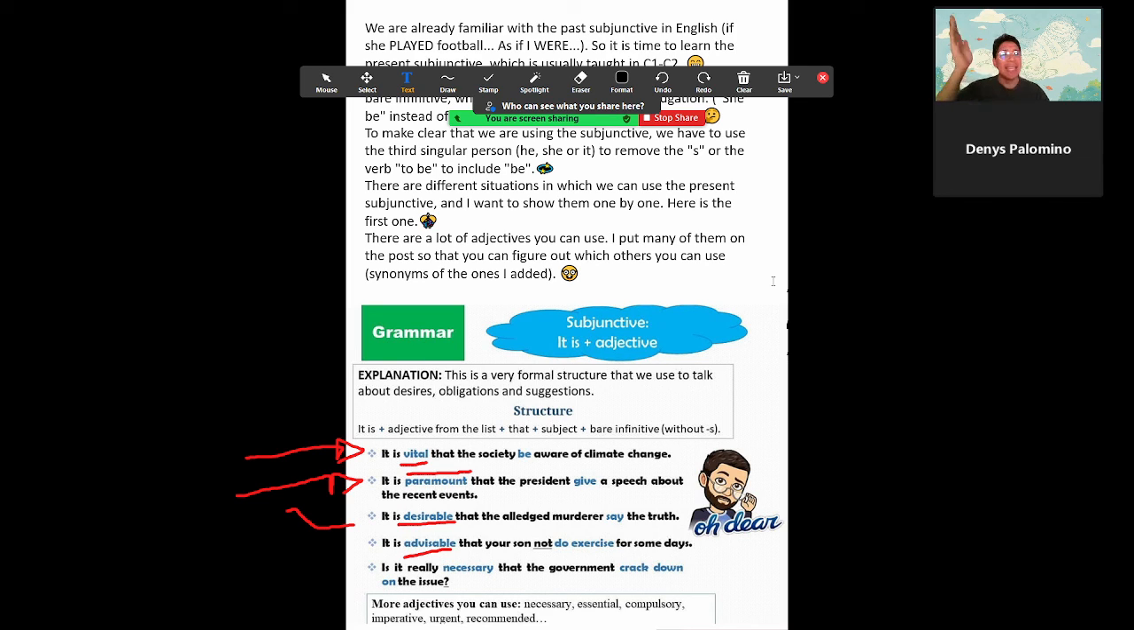Tendrías que decir, it would be. It would be of paramount importance for the president, in this case, to give a speech about the recent events.